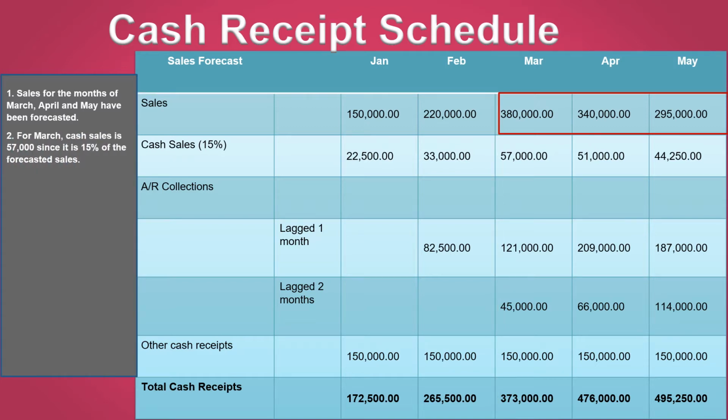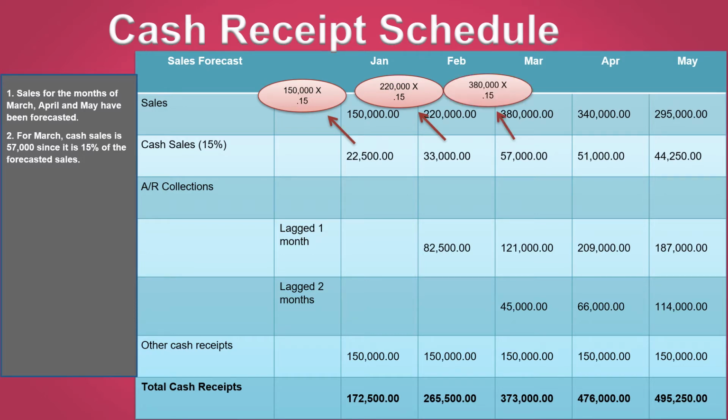Next, based on historical data, 15% of the business sales are in cash form. So we will get 15% of our projected sales per month. That's how we get the 57,000 for the month of March, because the projected sales for March is 380,000 and then you get 15% of it. The same process applies for April and May to get the cash sales.